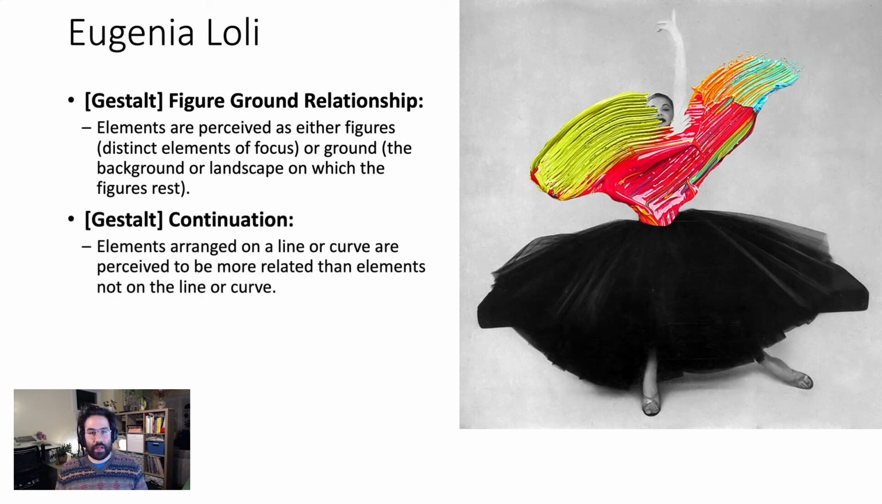We could also think about another Gestalt principle here, continuation. That's this idea that elements arranged on a line or a curve are more related than elements not on the line or the curve. You can see the waistband and part of the torso of the dancing figure are continuous with the smear of paint. And even those images themselves, they're totally unrelated. It's that lineup, that continuation of the curve, that gives a strong connection between the two.